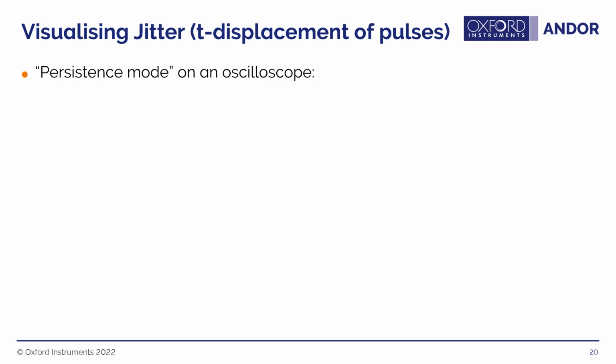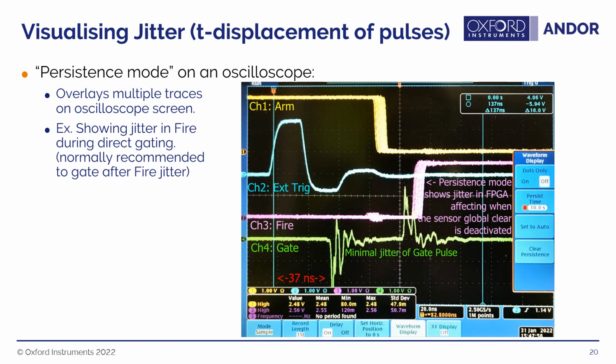You can see this if you turn on persistence mode of an oscilloscope. Persistence mode, which I think is a common feature in oscilloscopes, overlays multiple traces on the same oscilloscope screen. Here's an example showing jitter in the fire sensor exposure during a direct gating demonstration. We actually measured this on an oscilloscope.